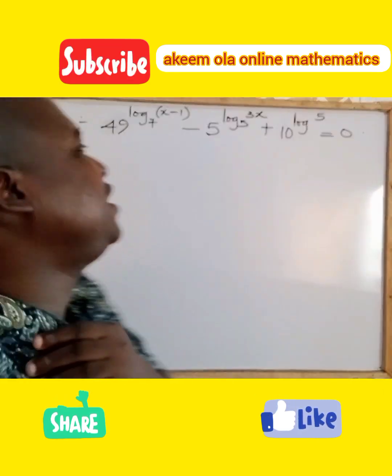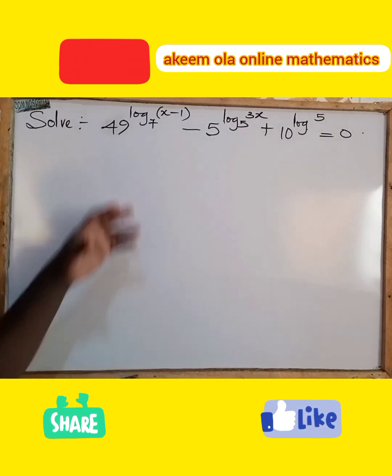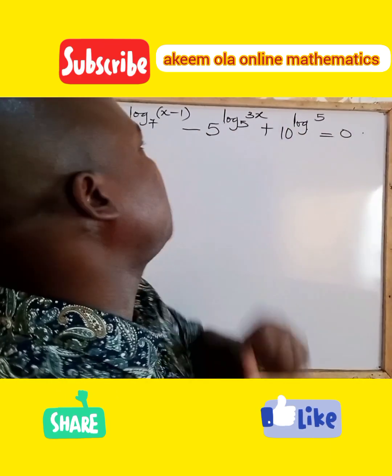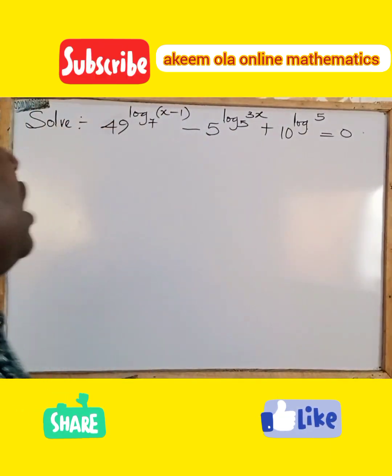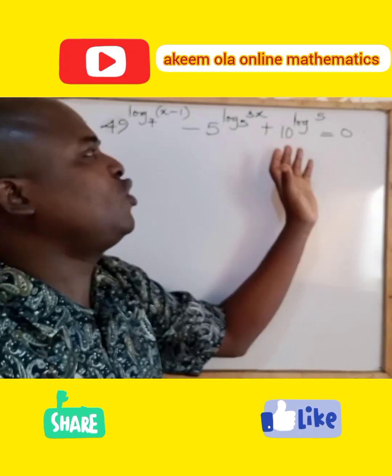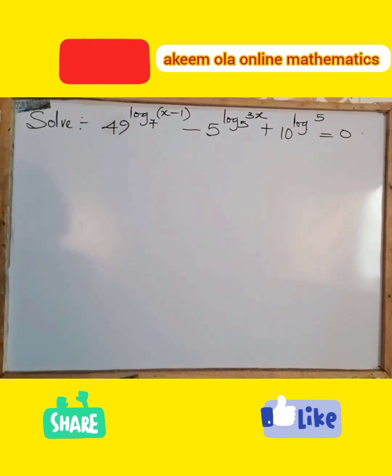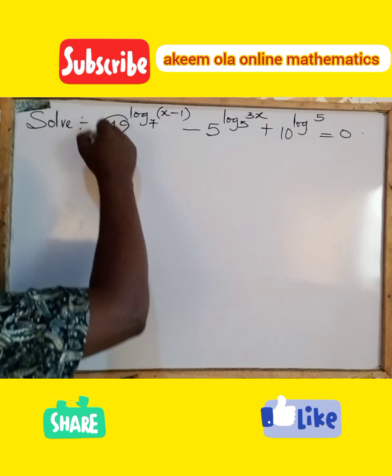Now, let's go solving the question. We are given something like this. How can we do it? If you notice, we have three terms on the board: the first term, second term, and the third term. The second term and the third term are already simplified, but the first term is not yet simplified. We can simplify this 49 further.